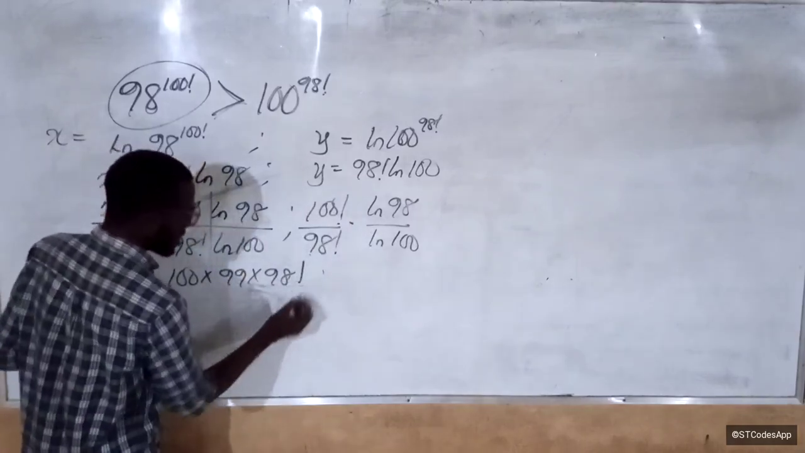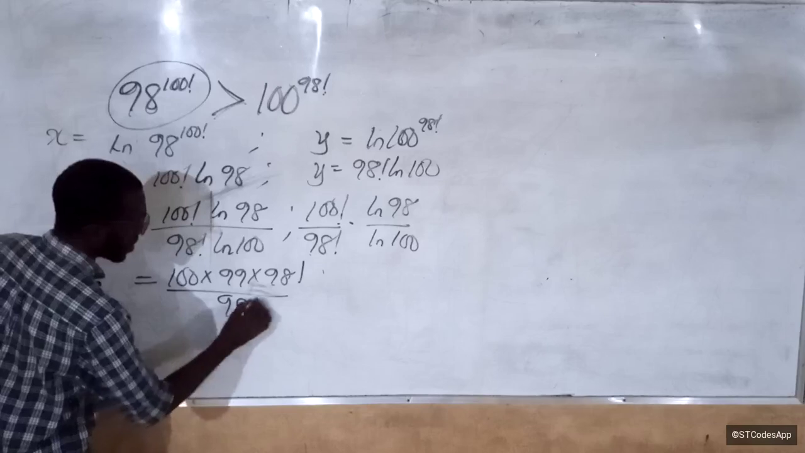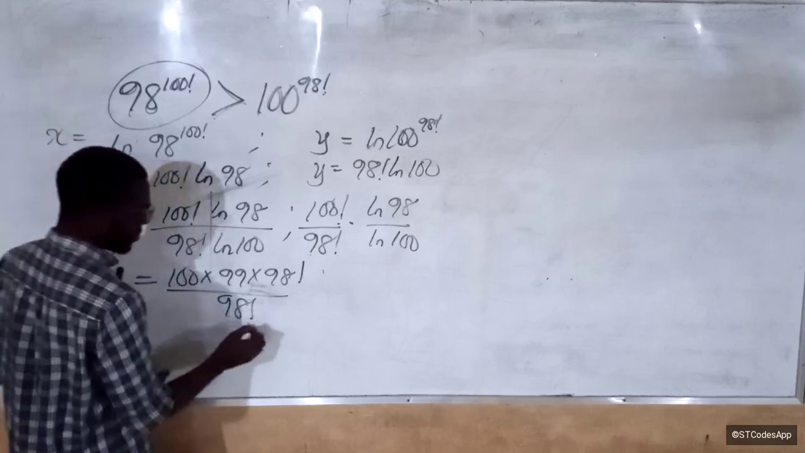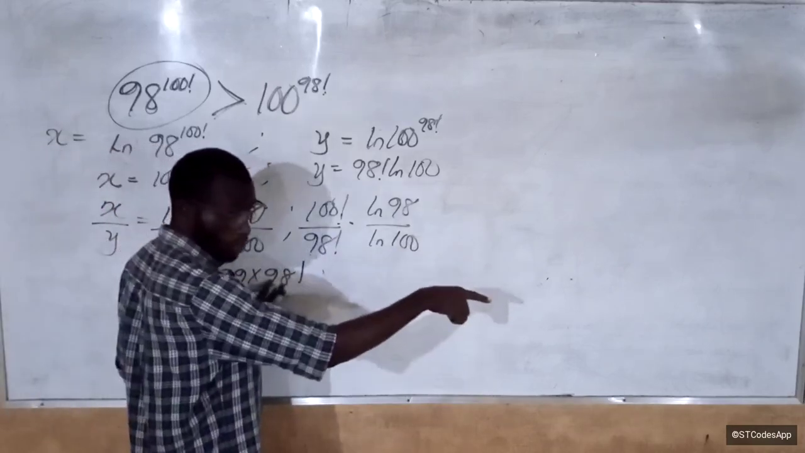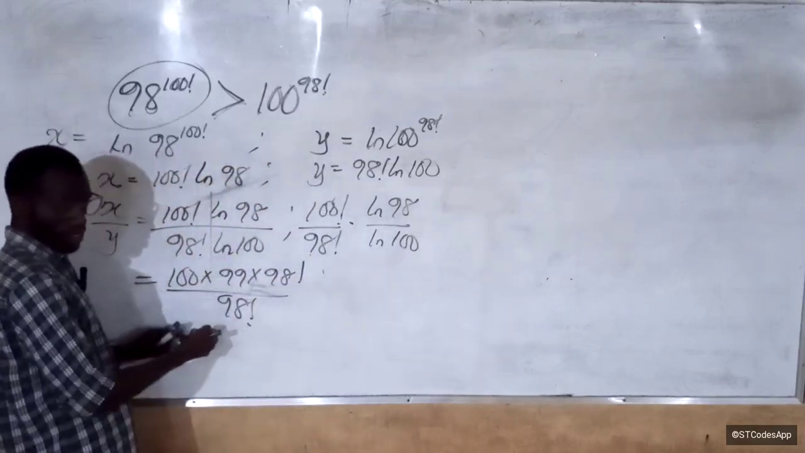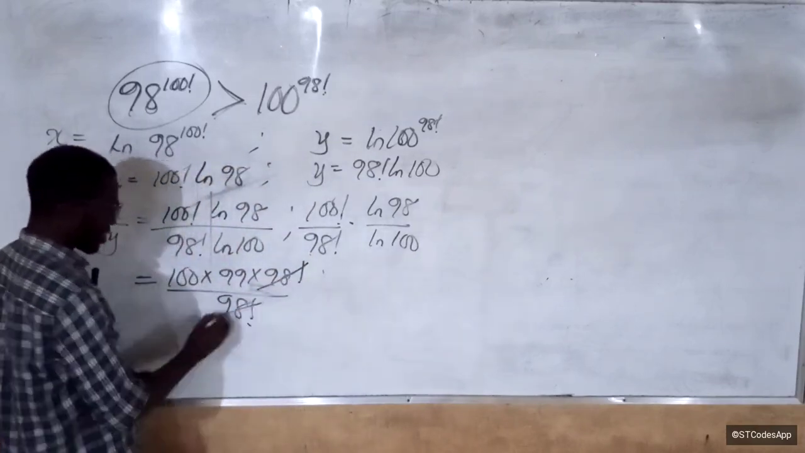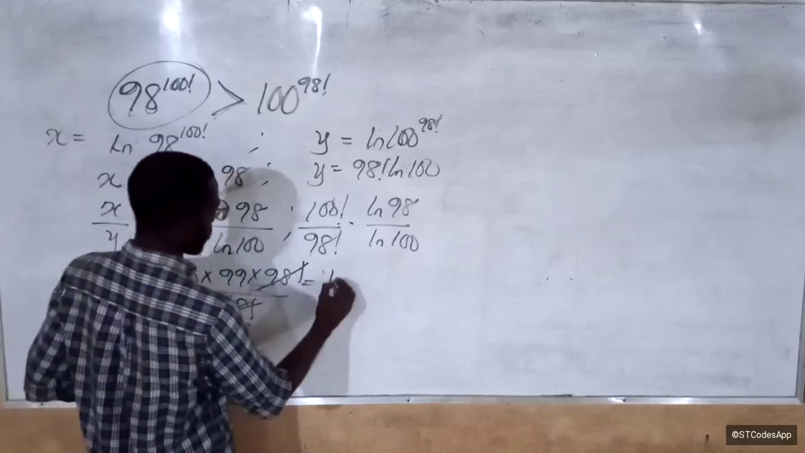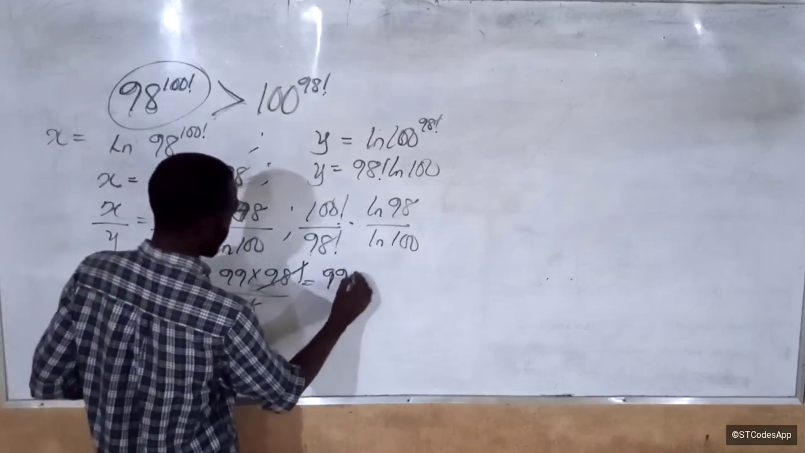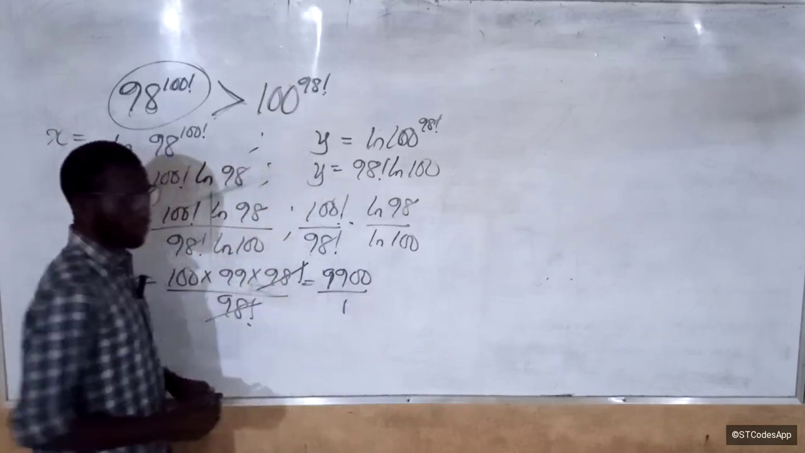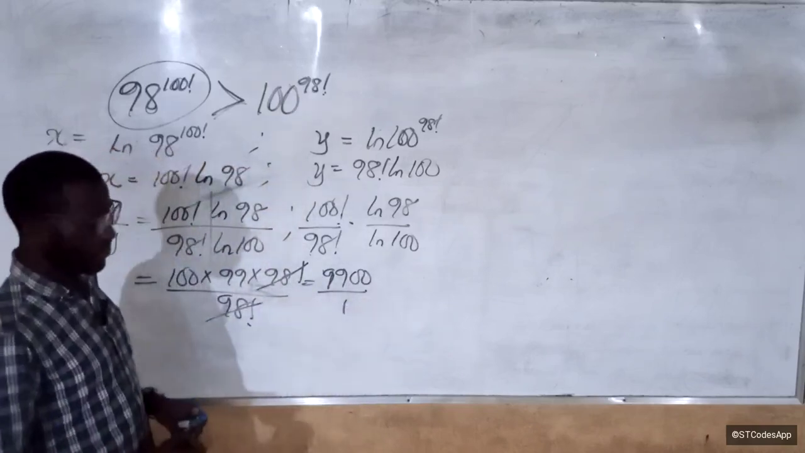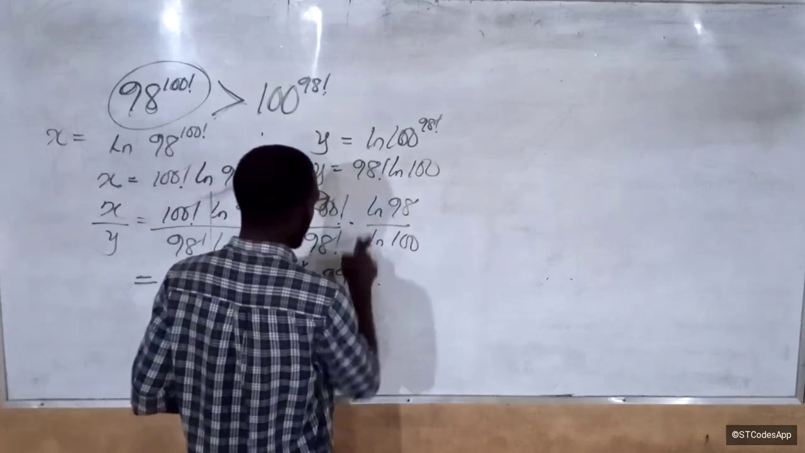So if they are dividing each other, it means they will cancel each other. Everything from 98 to 1 will cancel everything here. You get it, right? So this can take care of this. So what we have left is what? 9900 over 1. Is that clear? So times. Now let's see.